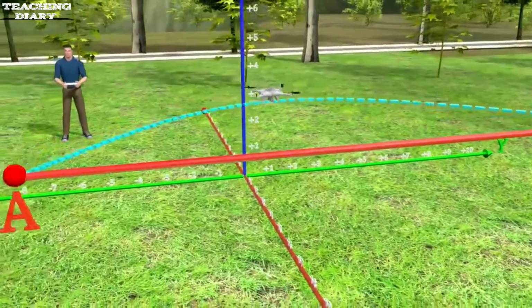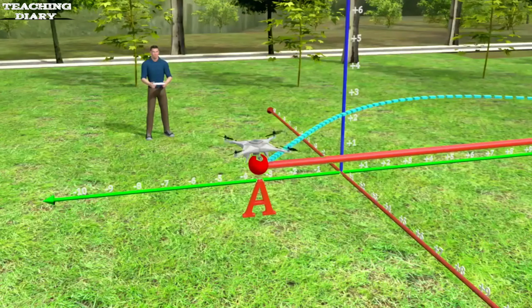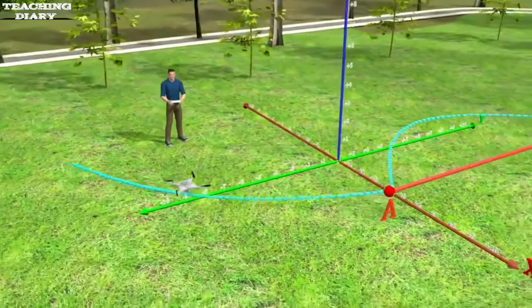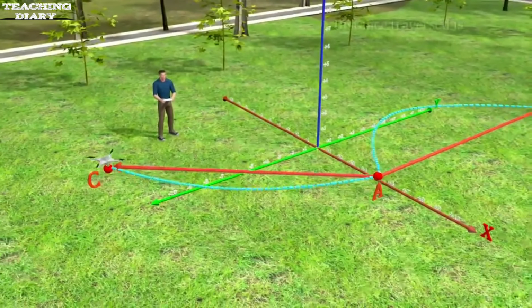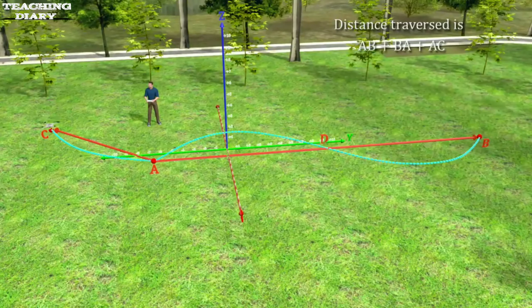Since distance is the total path length traversed by the object, it will be d plus d, which is 2d. As both the initial and the final positions of the object are A, its displacement is AA bar, which is a zero vector. If the object moves further to point C, the total distance traversed by it is AB plus BA plus AC, whereas its displacement is AC bar.